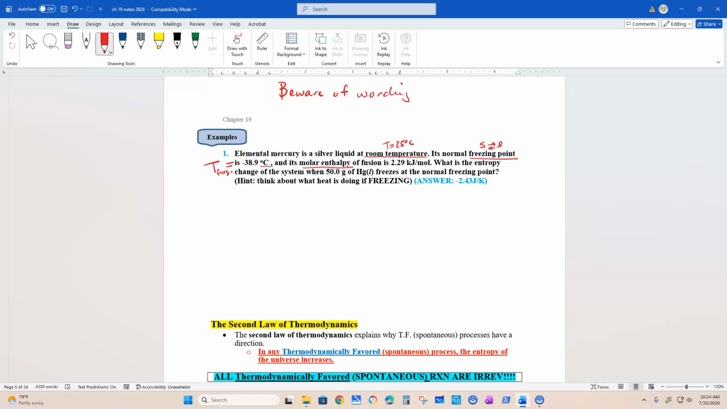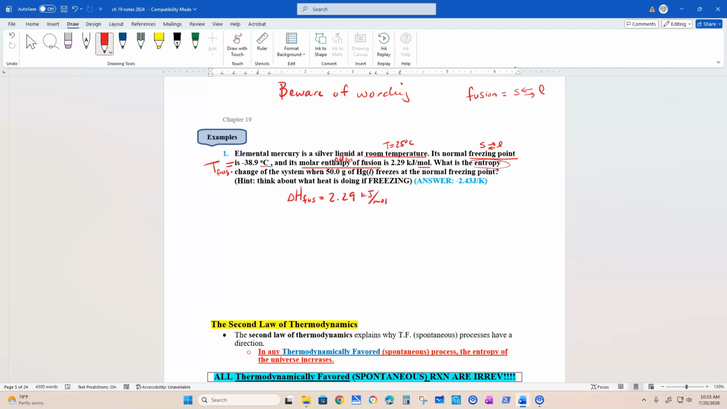Its molar enthalpy of fusion. So this right here is called delta H, and then sometimes you may see the little subscript fuse, fusion. And no, I don't mean nuclear fission versus fusion. Fusion is a process, a phase change, solid to liquid, liquid to solid. That's all it is. It says the word molar because notice right here it says kilojoules per mole. So my delta H of fusion is 2.29 kilojoules per mole.